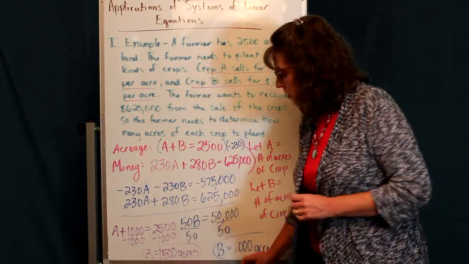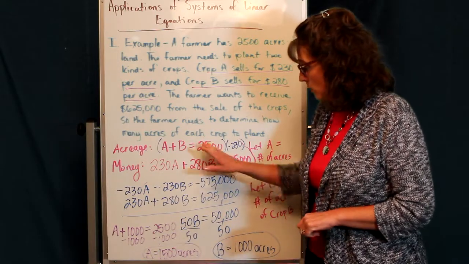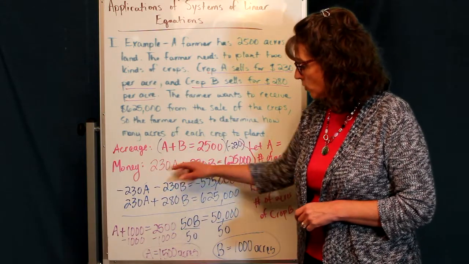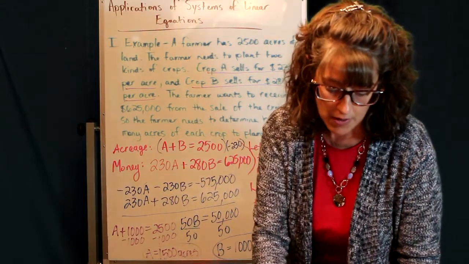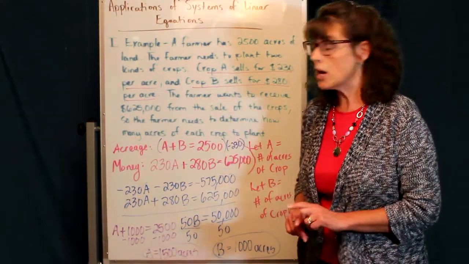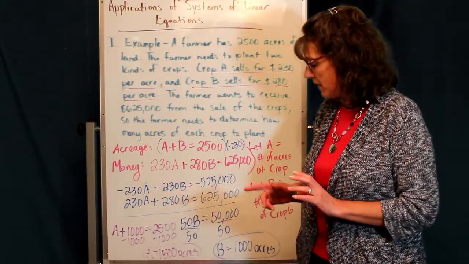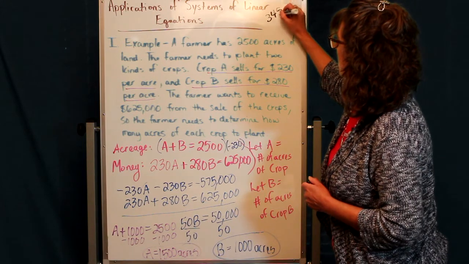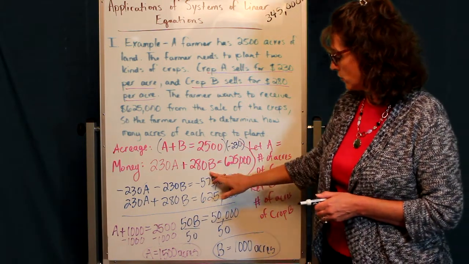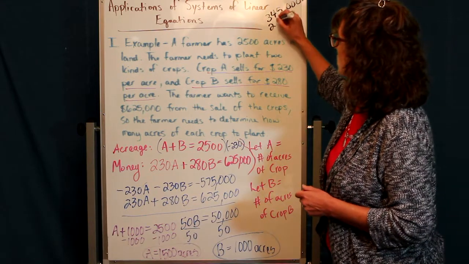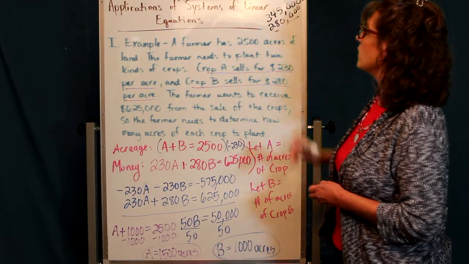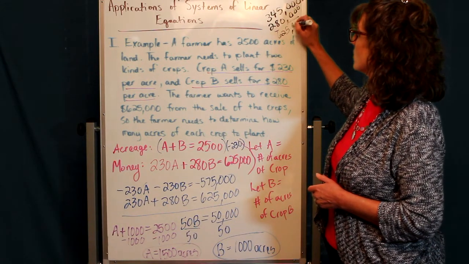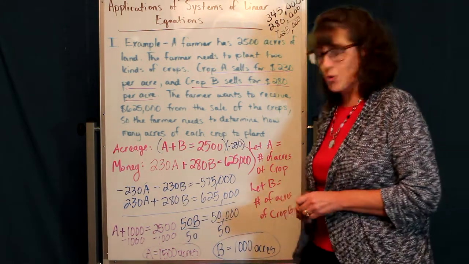And you know that you do need to check this in both equations. And when you check it in the top equation, 1,500 plus 1,000, does that give you 2,500? Absolutely. When you take 230 and multiply it by 1,500, 1,500 times 230 is 345,000. And then, let me write that down. 345,000, I'll go ahead and put that right here. And then when I multiply 280 times 1,000, well, that's pretty easy. That's going to be 280,000. Now, when I add those two up, do I get 625,000? And in fact, I definitely do. So I know, yes, this is the correct answer.